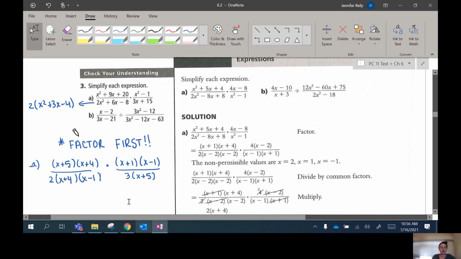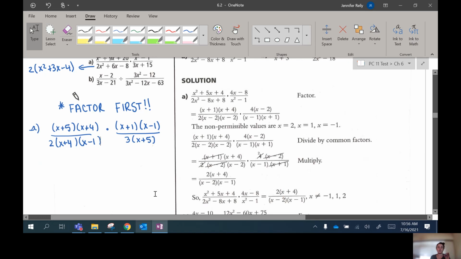Okay, so now that we've factored, let's be smart and write our non-permissible values before we mess everything up with our canceling. So anything that's in the denominator, it cannot be equal to 0. So let's just look one by one at each of those factors and decide which x value would make them 0. So for the first one, x plus 4, negative 4 would make that 0. For the next one, 1 would make that 0. And for the last one there, negative 5. So these are our non-permissible values.